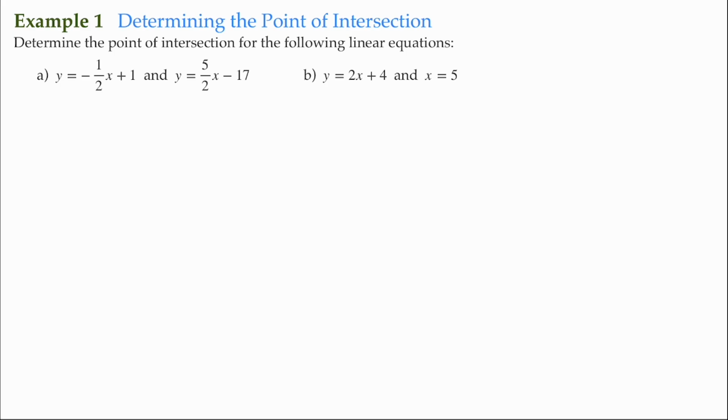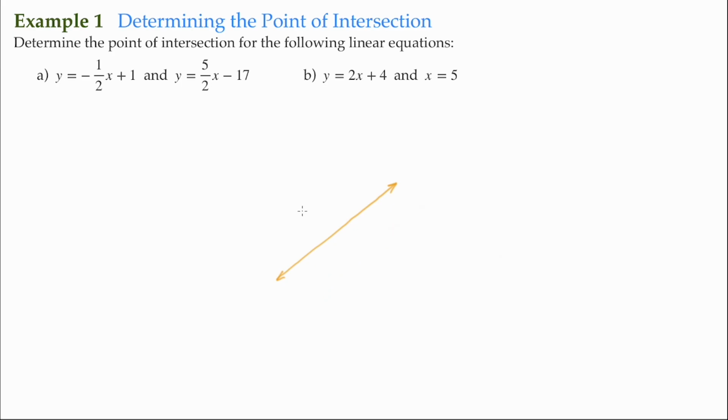So for this example, we are going to be determining the point of intersection of two linear equations that sit on the same coordinate plane. And the idea is if we have two lines, the only way the two lines would never cross each other is if they're parallel lines. And parallel lines have the same slope but different y-intercepts. But other than that, if they're not parallel lines, the two lines are going to intersect at some point.